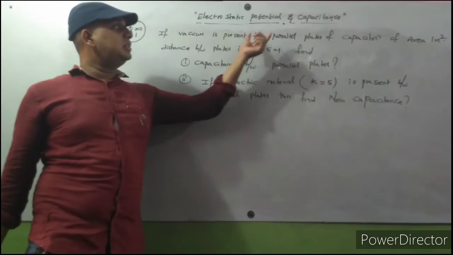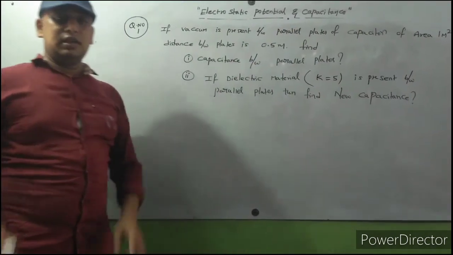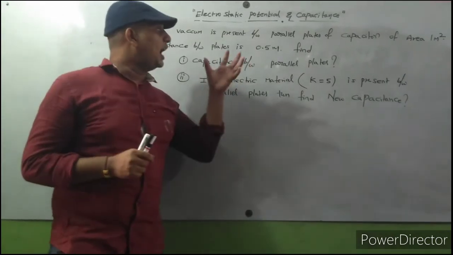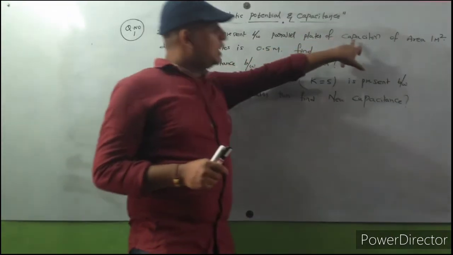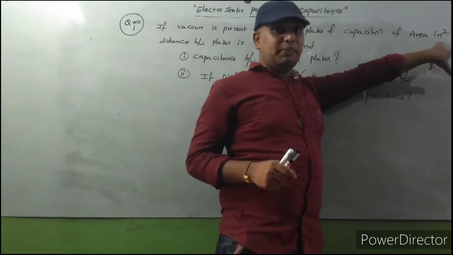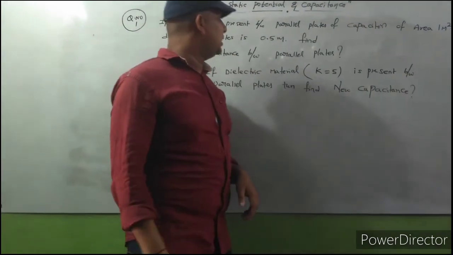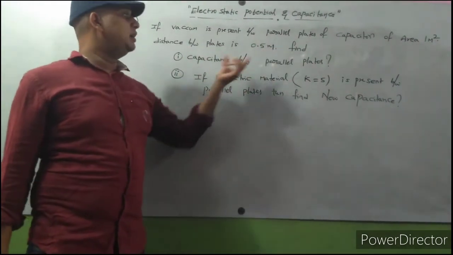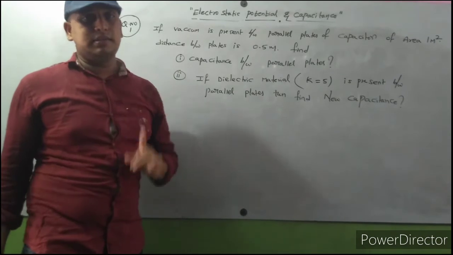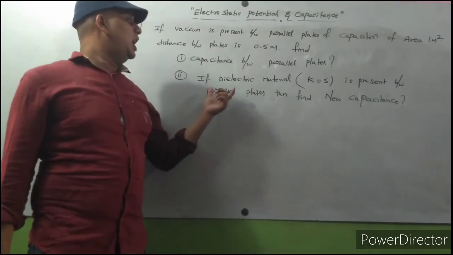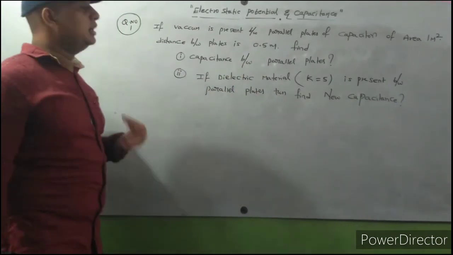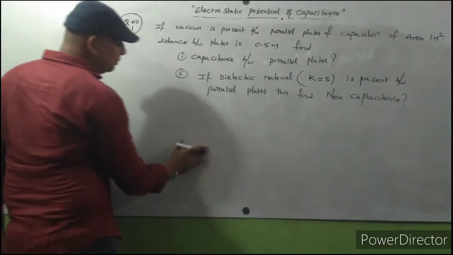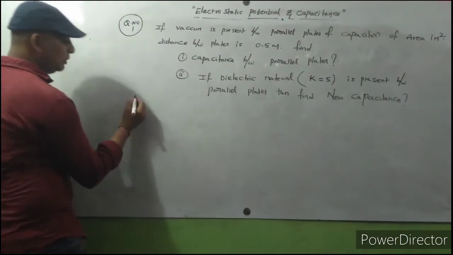If vacuum is present between the parallel plates of a capacitor, the area of the plate is 1 meter square and the distance between the plates is 0.5 meters. Find the capacitance between the parallel plates. That is the first question. Then find the new capacitance after the dielectric material is placed. You know already, if a dielectric material is placed, the capacitance is definitely going to change.